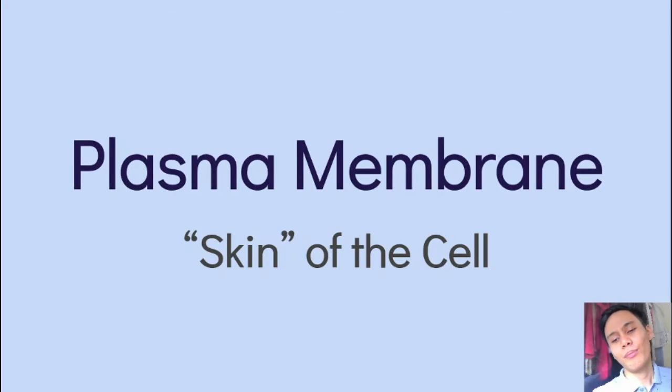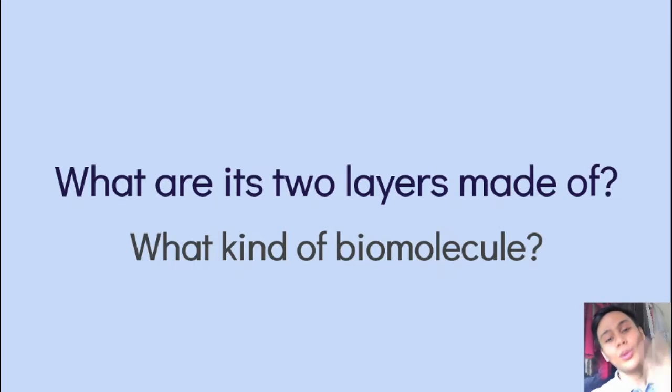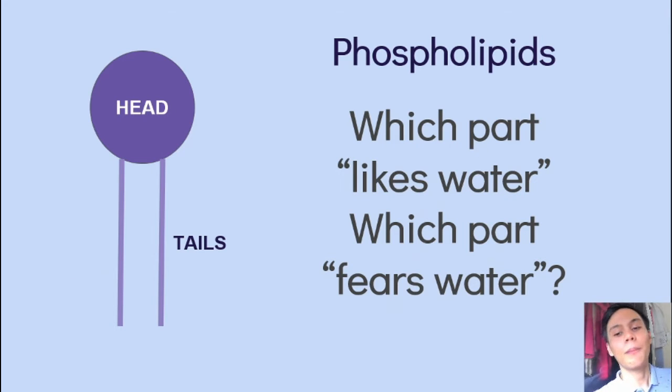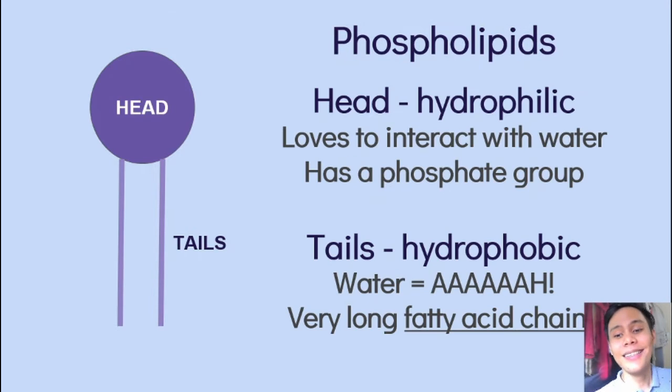So the plasma membrane, the skin of the cell, what separates inside and outside, is made up of two layers, made of a certain biomolecule called phospholipids. These are lipids with a phosphate group. So that means that it has a unique characteristic of being amphoteric, meaning one part likes water and one part hates water. So the head is hydrophilic. It has a phosphate group, making it polar, so it interacts with water, a highly polar substance. Your tails are hydrophobic, meaning they hate water because they're made of very long fatty acid chains.